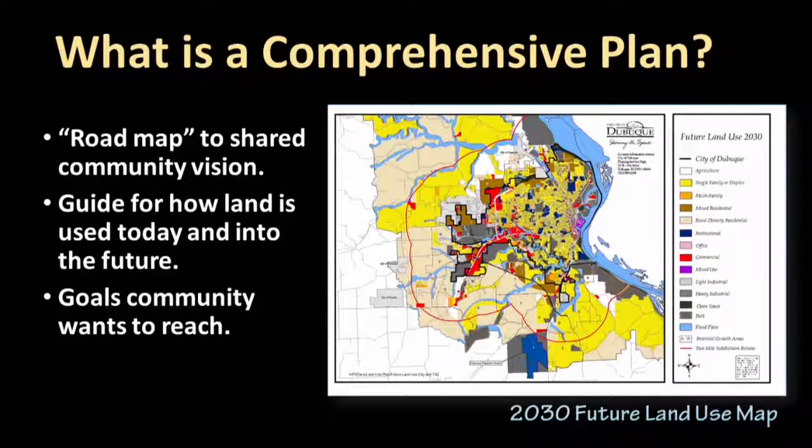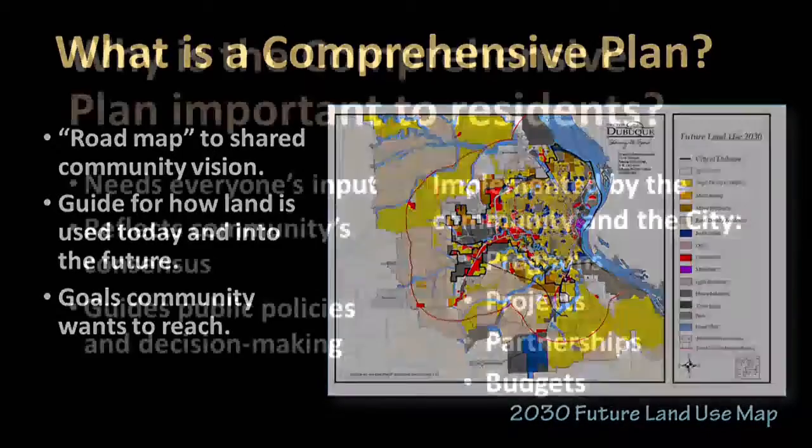It's a guide, particularly for this example, the future land use map of how land is used today and how it would be used into the future. The plan also has text to it. It has goals that the community wants to reach.